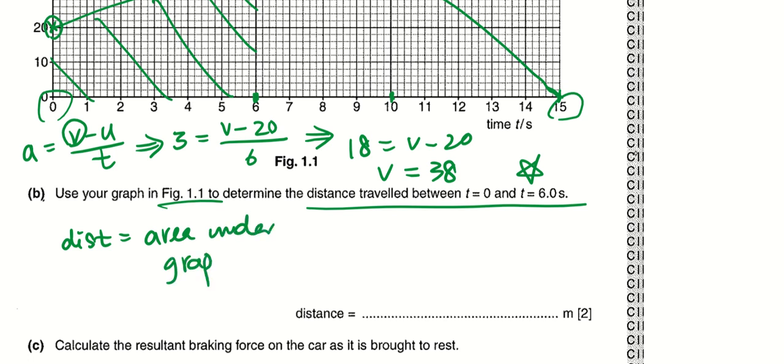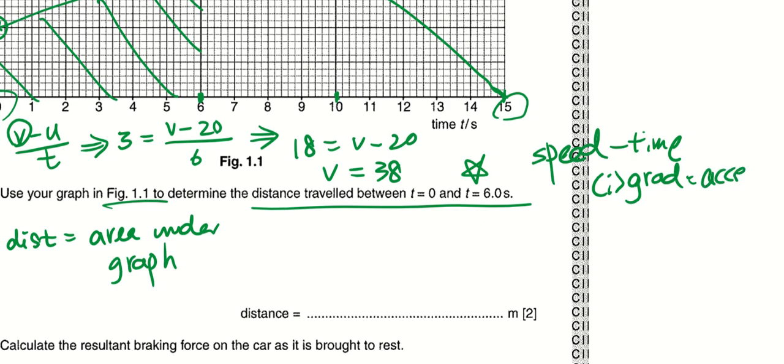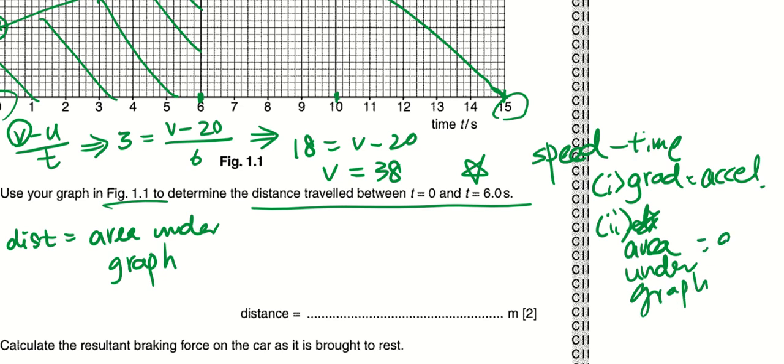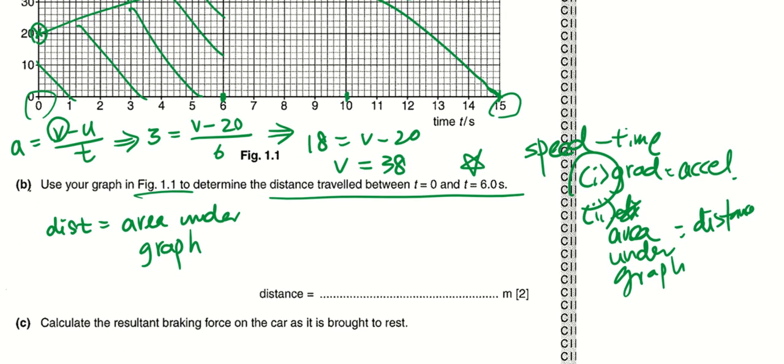These are the two things that you need to know for speed time graph. To summarize, firstly, gradient represents acceleration, and area under the graph represents distance travelled. Because the first question they already asked us to use this important concept.